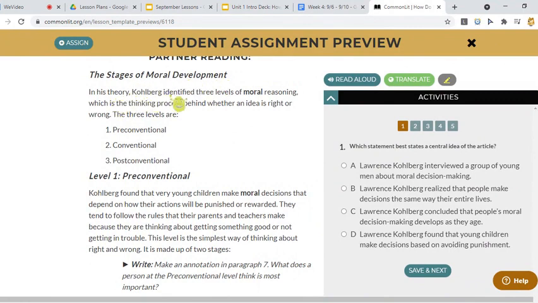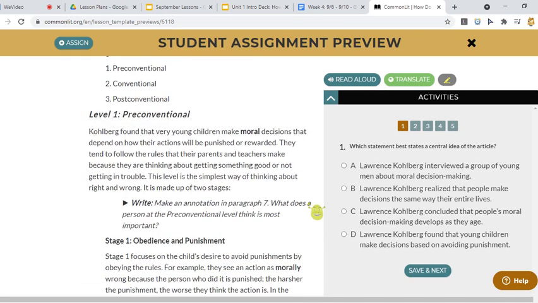In his theory, Kohlberg identified 3 levels of moral reasoning, which is the thinking process behind whether an idea is right or wrong. Here are the 3 levels. He calls them pre-conventional, conventional, and post-conventional. A little bit of a side note here: pre is a prefix for before, post is a prefix for after. So whenever we put those on there, that just means before conventional, conventional, and after conventional. The more you know.